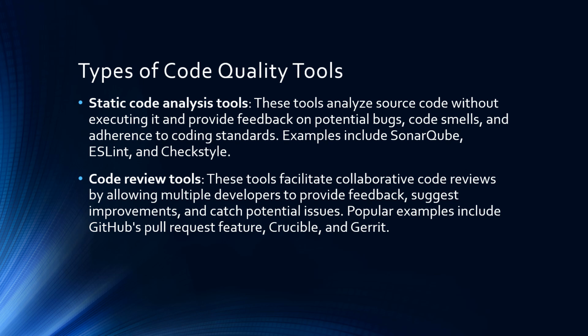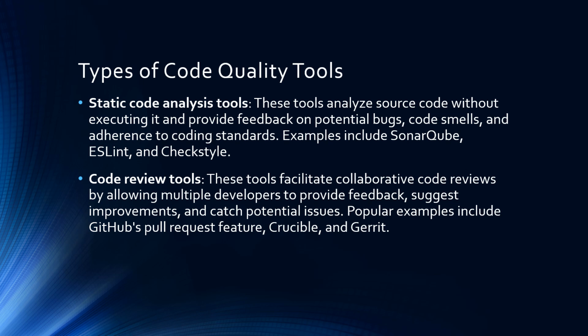Code review tools, on the other hand, facilitate human interaction and knowledge sharing. GitHub's pull request feature, Crucible, and Gerrit make it easier for teams to collaborate on code reviews. These tools not only track changes, but also provide a platform for discussion and learning. The key is integrating these tools into your development workflow. For instance, you might run static analysis as part of your CI pipeline and use code review tools during the pull request process. This creates multiple checkpoints for ensuring code quality.